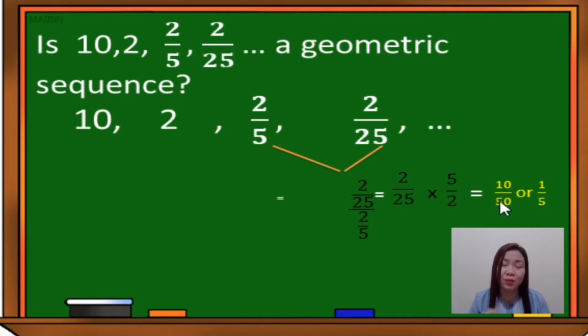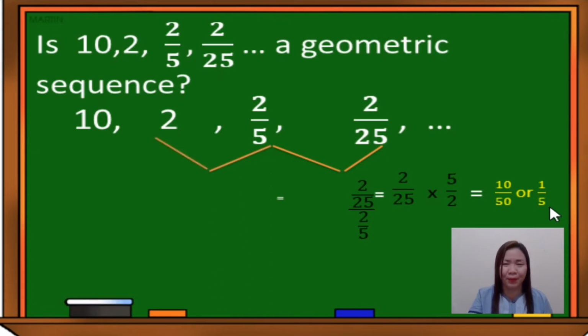Then we reduce the given fraction. 10 over 50 have a common factor, which is 10. So divide both numerator and denominator by 10. 10 divided by 10 is 1, and 50 divided by 10 is 5. We have the quotient, which is 1 over 5. Our answer for that is 1 over 5. Is that clear? Okay, now let's proceed.